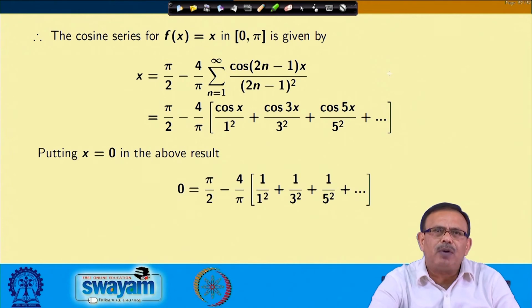If I put x equals 0 in the series, I will obtain 0 equals pi by 2 minus 4 by pi into 1 by 1 square plus 1 by 3 square, like this.